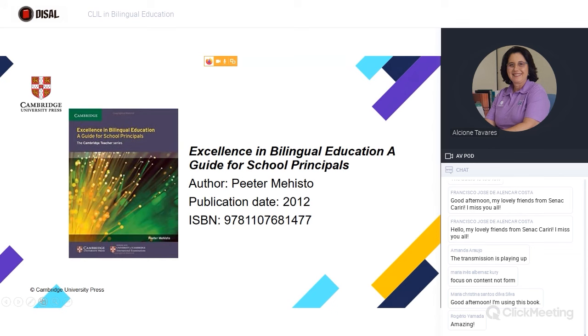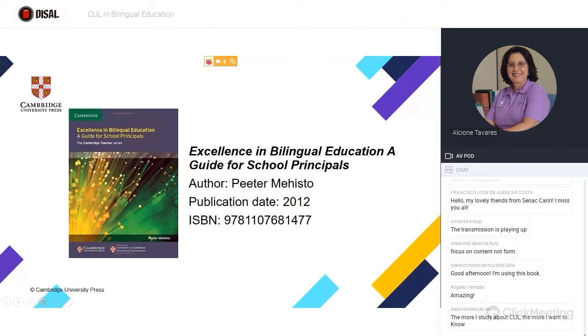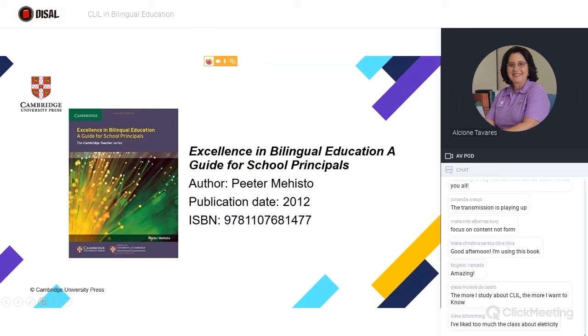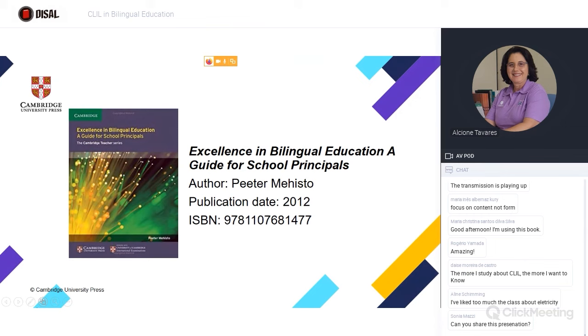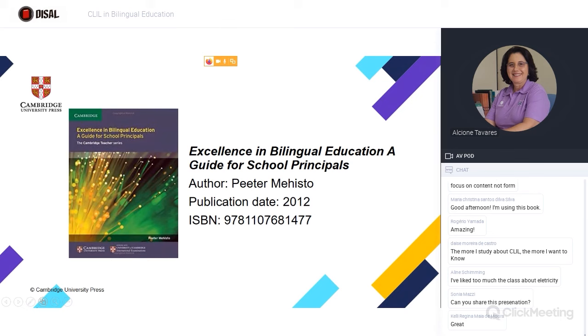The other book is Excellence in Bilingual Education, A Guide for School Principals. In this book, we find a practical guide to support school principals in the implementation of bilingual education. The book also helps schools with an existing bilingual program to evaluate and improve their practice. So if the school already has a bilingual program, the book helps evaluate this program and improve its practice.